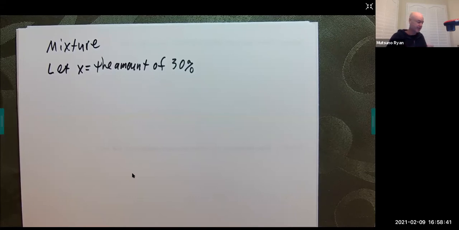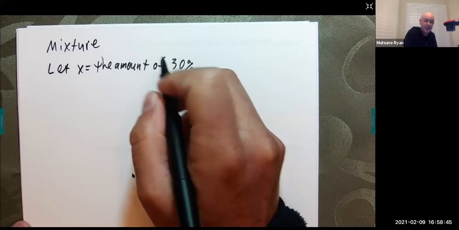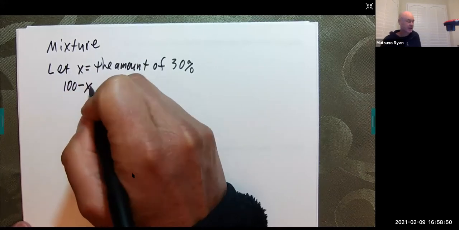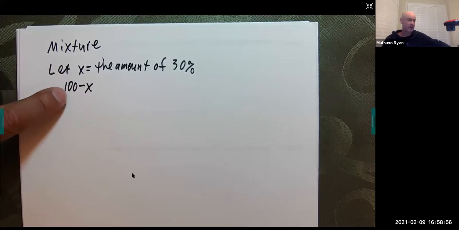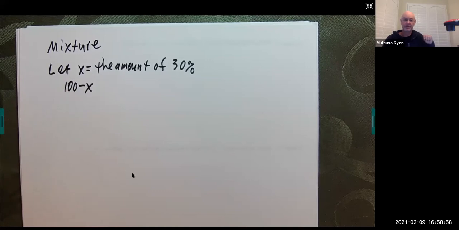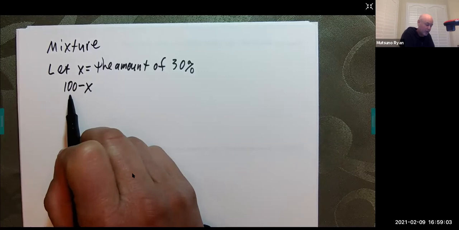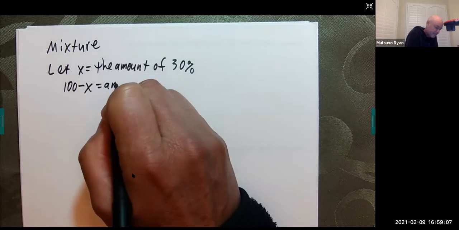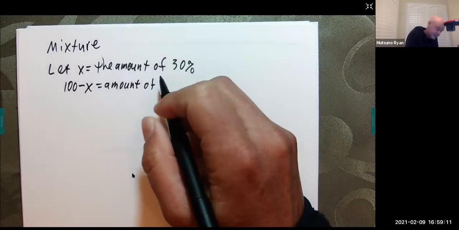So here's what happens. If I have x amount of the 30%, then what's left over is going to be 100 minus x. Picture it like this. Let's say 60 kilograms is the 30%. Well, left from the 100, that's going to be 100 minus 60, which is 40, right? So this is the initial amount, then the leftover is going to be the 100 minus that. This is the amount of 50%.